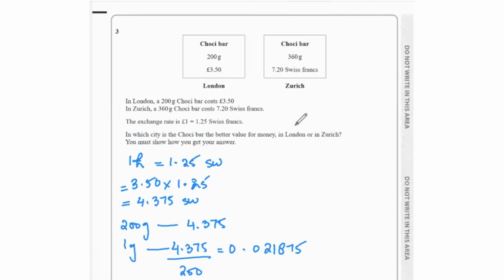Now we do the same for the chalky bar in Zurich. 7.20 Swiss francs is the cost for 360 grams. So for 1 gram, their bar costs 0.02 Swiss francs. So in which city is the chalky bar the better value for money? Clearly, we can see that it's cheaper in Zurich because in London it's 0.021875 per gram in Swiss francs, and for Zurich, per gram, it's 0.02 Swiss francs. So, Zurich.